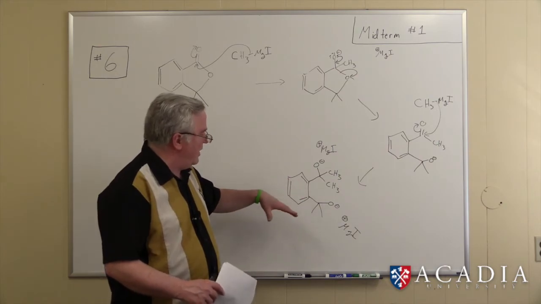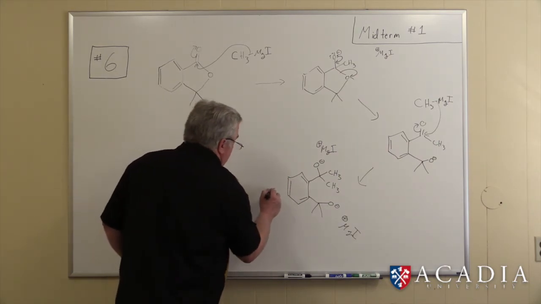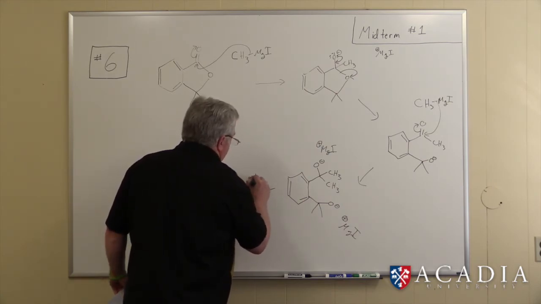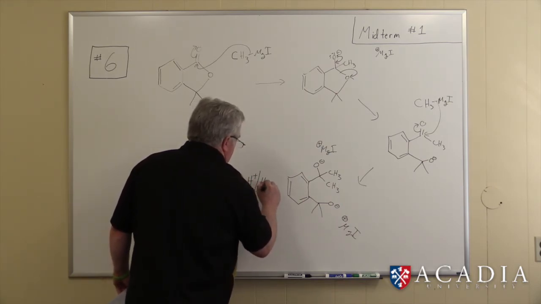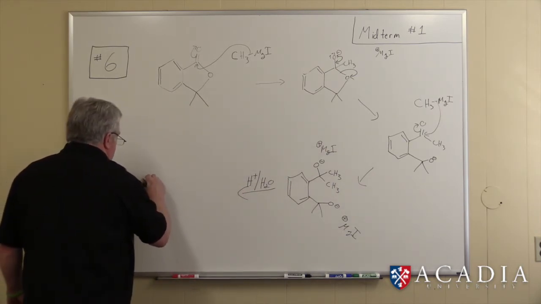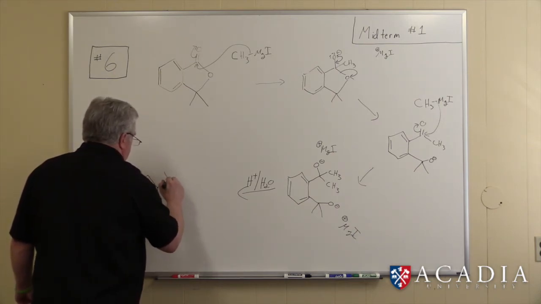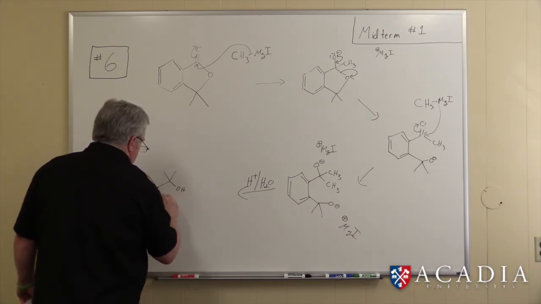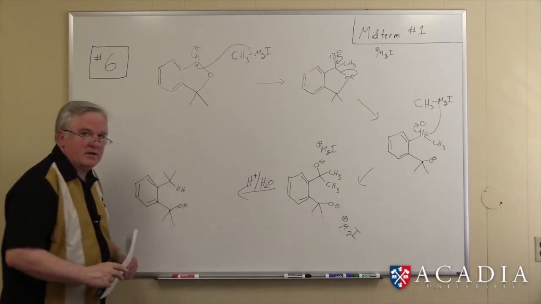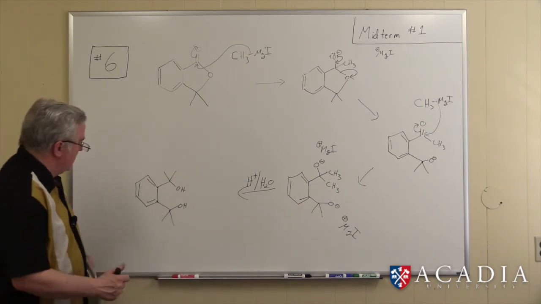So now at this point we're done with our mechanism, simple reaction, but we have to work it up, and we're going to work it up with some weak acid and H2O, and we just protonate everything. We're not going to worry about the inorganic products. And here is the interesting diol that we talked about. We just added protons to the 2 oxygens, and we're done.